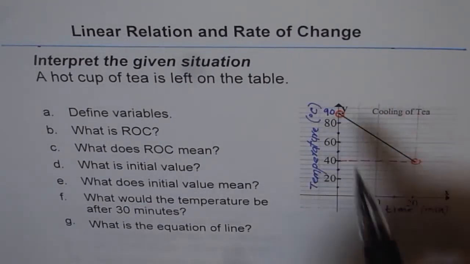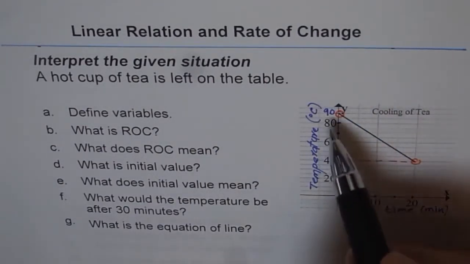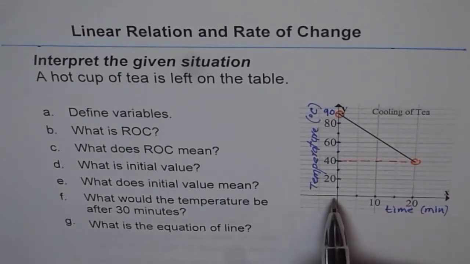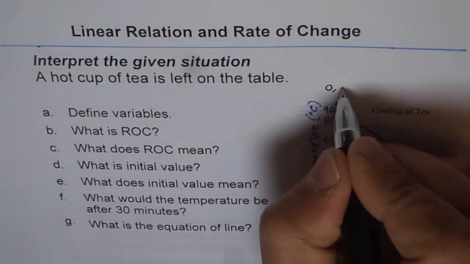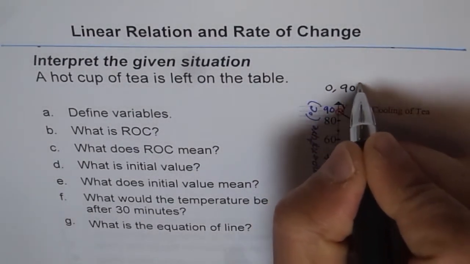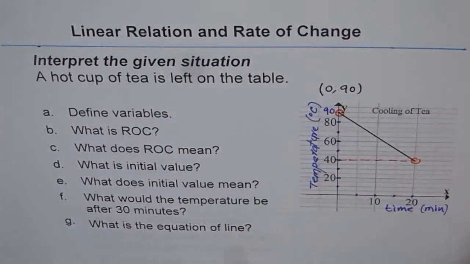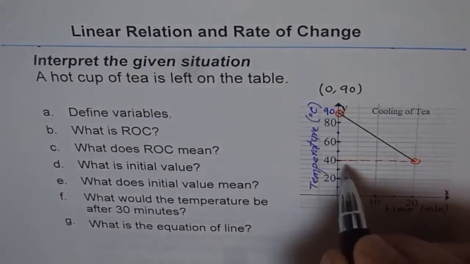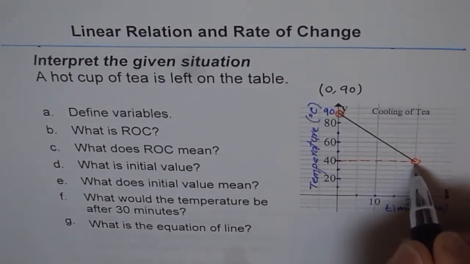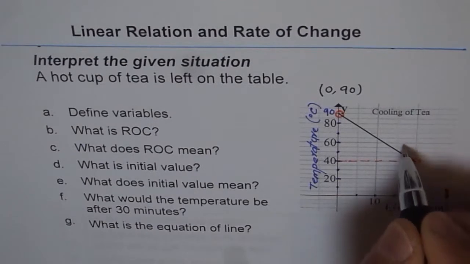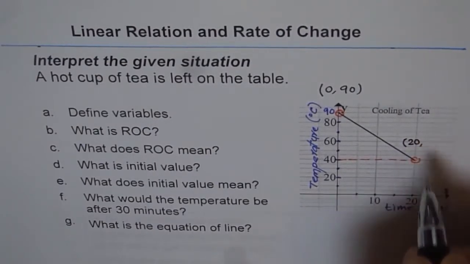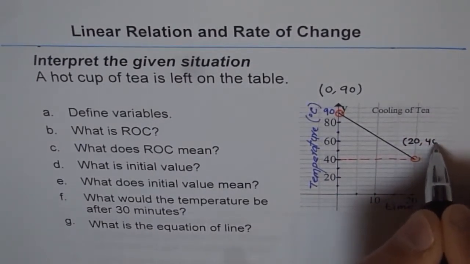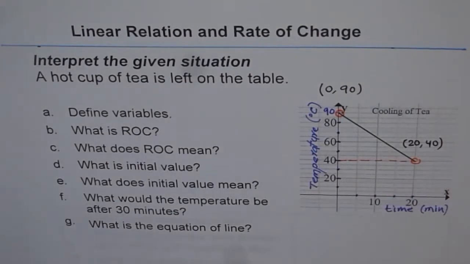Now, first is the initial point. So in initial point, we have time 0 and temperature 90 degrees. So let me write 0, 90, right? I'm not writing degree Celsius here, just the numbers. And the final temperature shown here is time 20 and temperature 40. So those are the coordinates.